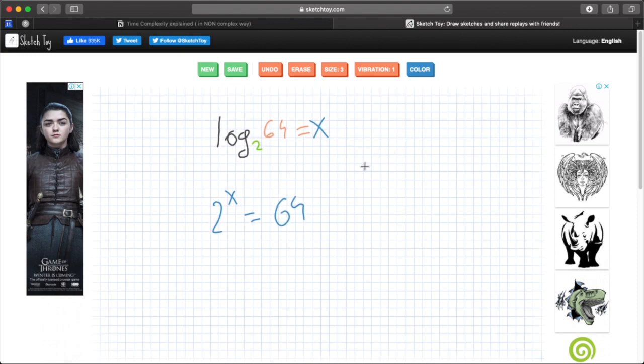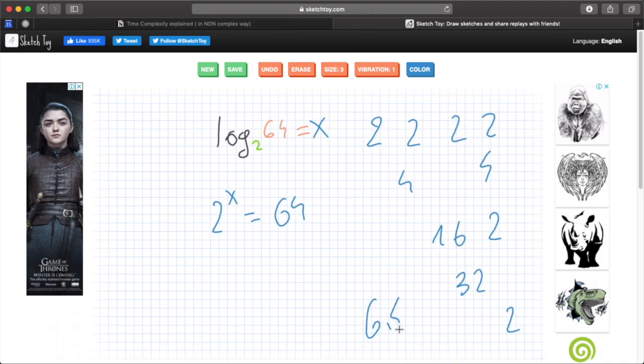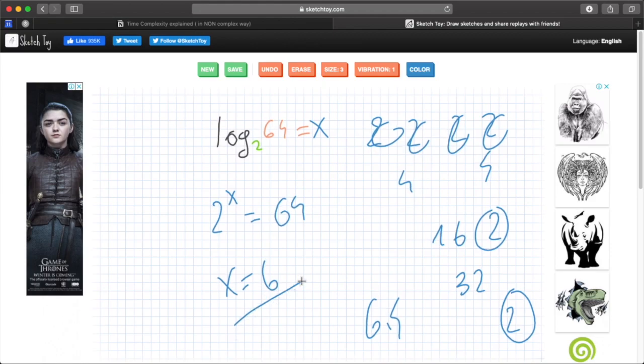Let's see how much that is. 2 times 2 is 4. This is 4. This is 16. And then we need another 2, which will make 32. And then we need another 2 to make 64. So this is 1, 2, 3, 4, 5, 6. So x is equal to 6.